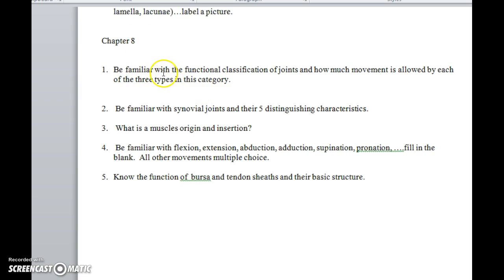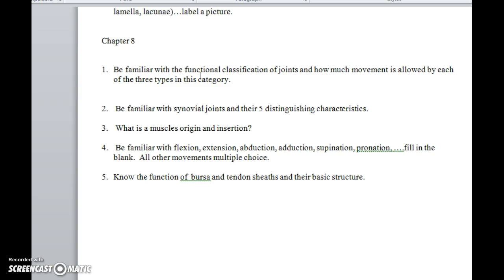All right, chapter 8. Be familiar with the functional classification of joints and how much movement is allowed by each of the three. So remember, there's synarthrotic joints or synarthroses, amphiarthroses, and diarthroses. I'll give you the terms, but probably two of the three, or maybe even all three, will show up. So I'll say, how much movement is allowed by joints that are classified as amphiarthroses? It'll be wide open, and then you tell me. Sometimes it asks for an example too, so know an example of each. It's pretty easy. The concept is totally easy. You've got to know the words when you see them on the test.